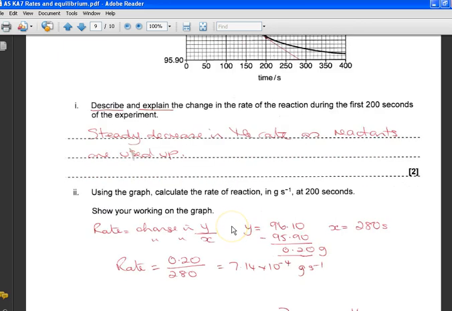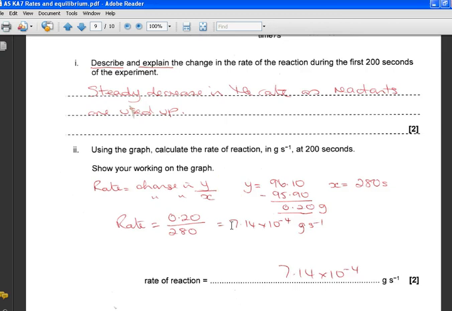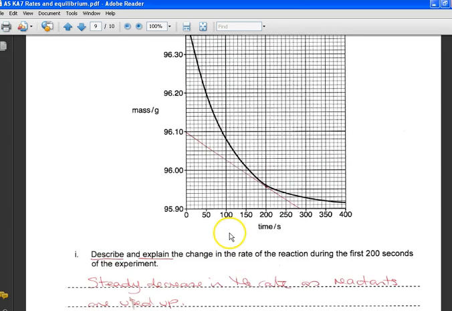And then the second part of the question is to calculate the rate at 200 seconds. So rate is change in y over change in x. First of all we need to draw our tangent. You get your ruler, you bring it towards the curve until the point that you want is equidistant. Watch the Boomer Chemistry video, he explains it extremely clearly. I've drawn my tangent in, which very neatly happened to coincide with 96.10 grams there.